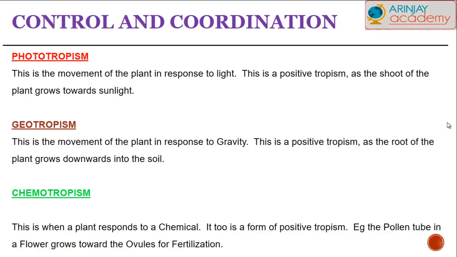Geotropism. This is when the plant responds to gravity. This again is a positive tropism, as the roots always grow downwards into the soil. Chemotropism is when plants respond to a particular chemical. It again is a positive form of tropism. Example, the pollen tube in a flower always grows towards the ovules. This helps pollen grains to travel through the pollen tube into the ovary and fertilize the ovules.